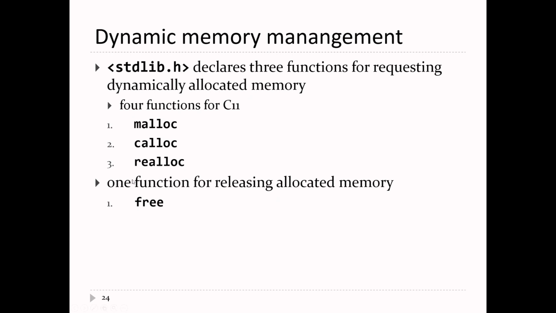Okay, so how does this work? It turns out there's 3 functions that you need to know about. There's actually 4. So the 3 functions that allocate memory are called malloc, calloc, and realloc. These are defined in stdlib.h. I guess they're declared in stdlib.h. So those are the functions that will return back dynamically allocated memory. There's only one function for freeing or releasing any memory that you no longer need, and that's called free. Right? So these are all defined in stdlib.h.